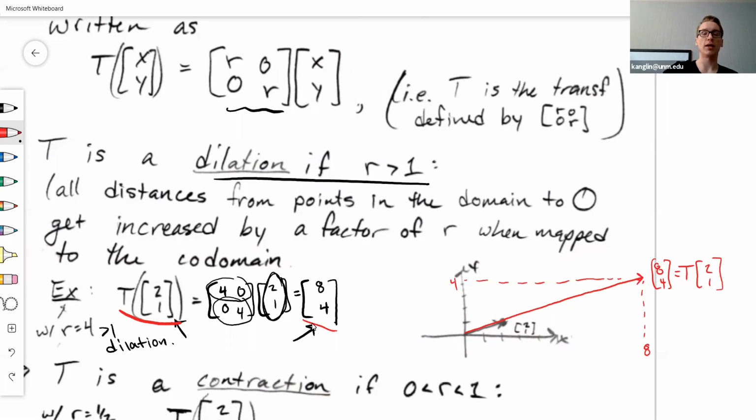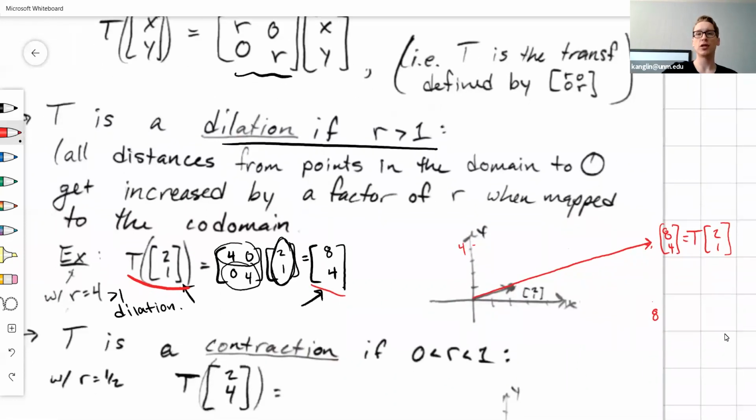So maybe now we see why this is called a dilation. All we did was dilate the length, right? We made the vector 2, 1 look just the same direction, except it is lengthened by a factor of 4. To be clear, just the red vector is my output. These dotted lines are just for clarity. Okay, so that's a dilation transformation.